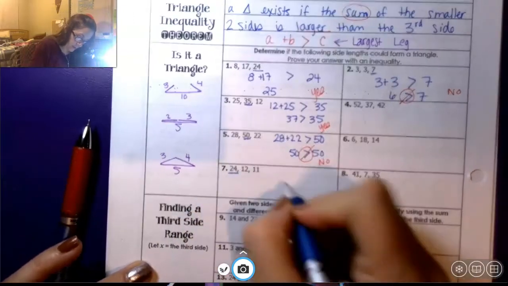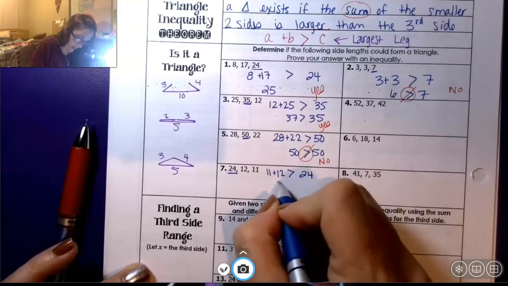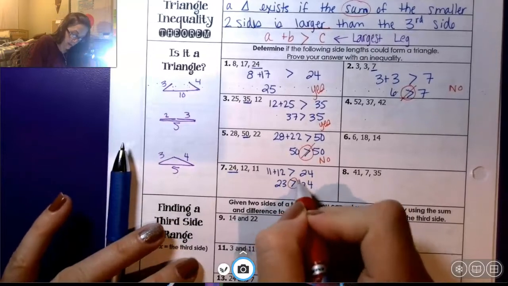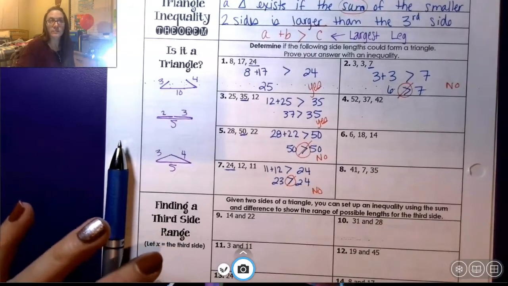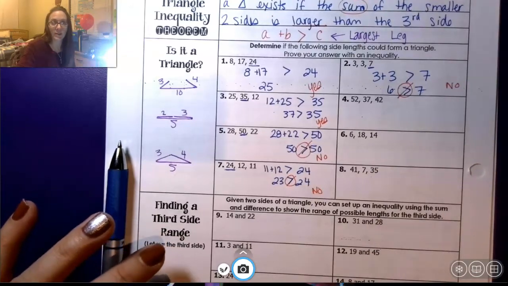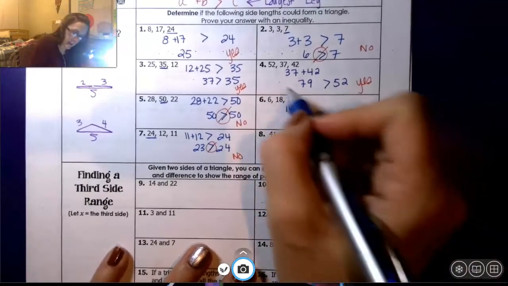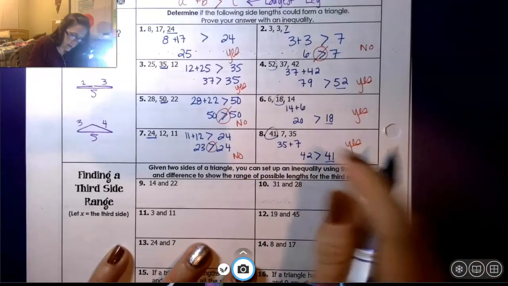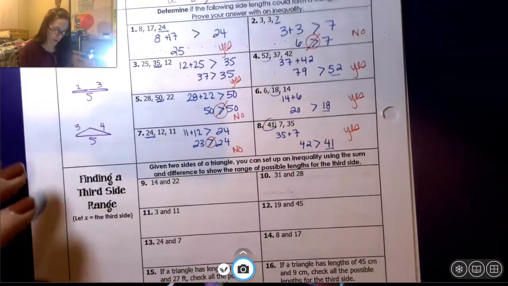The largest side here is 24. I get 11 plus 12, which is 23. This is not greater than 24, so no, I don't have a triangle. I'm going to go ahead and pause, so do those other three on the other side. If you completed these over here, in each case, 52 is the largest side, 18 is the largest side, 41 is the largest side. The other two sides added together were greater than the largest side, so yes, they were all triangles.